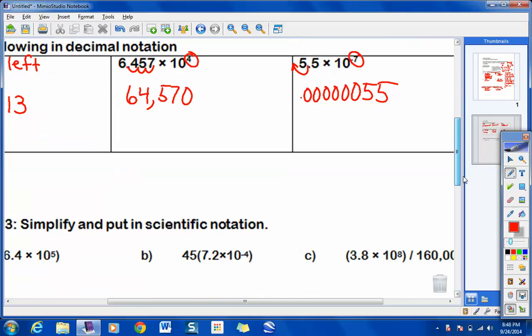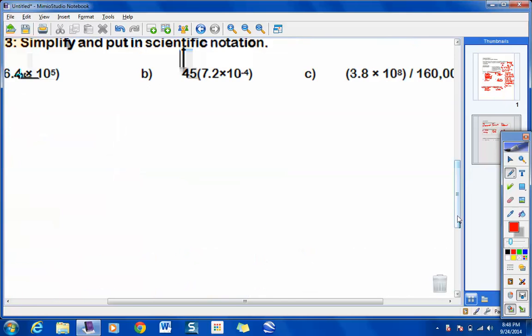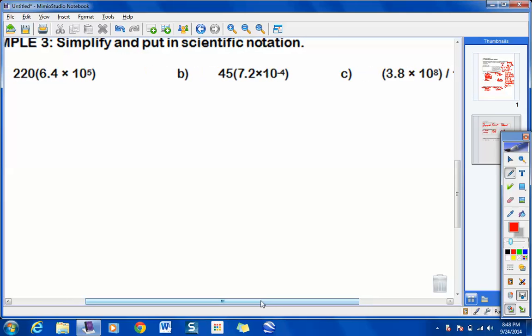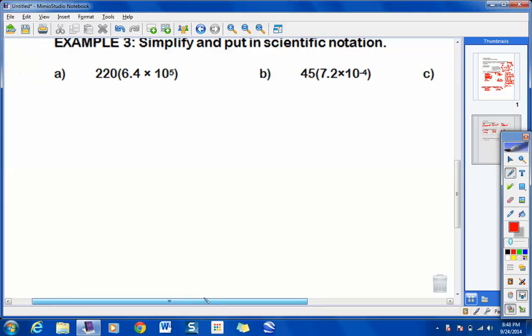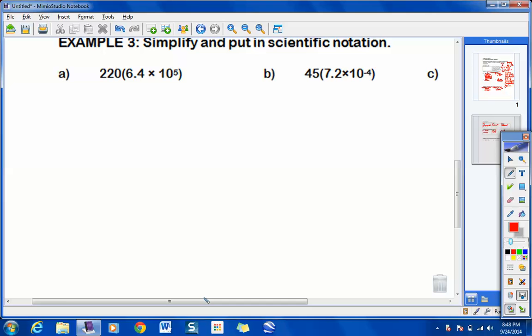Now, I'm going to rewrite these problems so I have some room to work. But as I'm rewriting them, you'll want to make sure you put the work down for it. Okay? I'm going to put some rules down here first. Example 3 says, simplify and put in scientific notation. Now what that means is this. We've got to carry out an operation. Here we're going to take 220, a number in decimal notation, times a number in scientific notation.